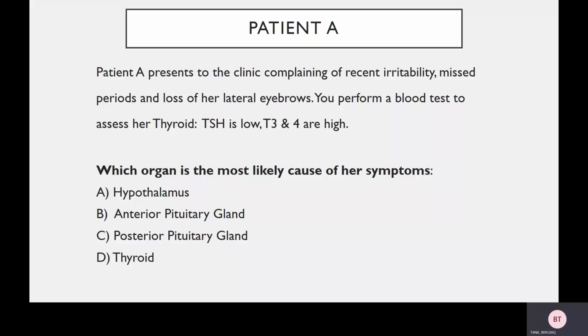But because the TSH is low, that means the hypothalamus and the pituitary gland are working fine. And the primary producer of T3 and T4 is the reason why there's overproduction of T3 and T4. Right? That's how you can kind of narrow it down to thyroid and not hypothalamus or anterior pituitary gland. C is obviously wrong because POW doesn't have a T in it, doesn't affect the thyroid.